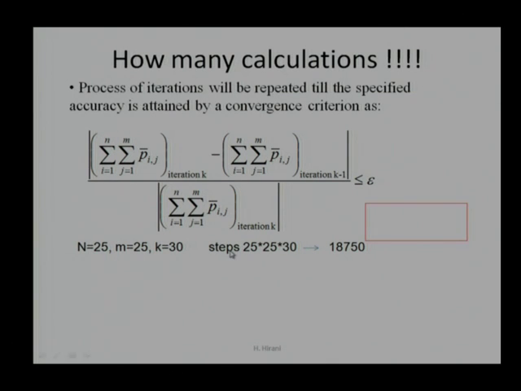So, how many steps are required? It is 25 into 25 into 30. With these assumptions, all these steps are required to find the pressure variation on a transverse surface. That figure turns out to be 18,750.